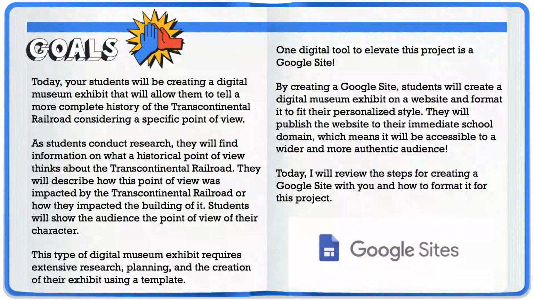So today, your students will be creating a digital museum exhibit that will allow them to tell a more complete history of the Transcontinental Railroad considering a specific point of view. As students conduct research, they will find information on what a historical point of view thinks about the Transcontinental Railroad. They will describe how this point of view was impacted by the Transcontinental Railroad or how they impacted the building of it. Students will show the audience the point of view of their character.